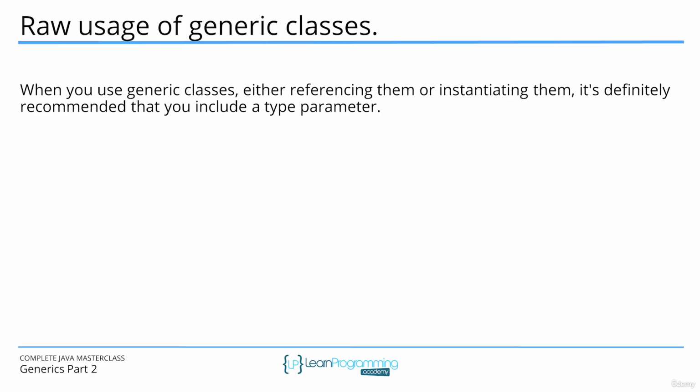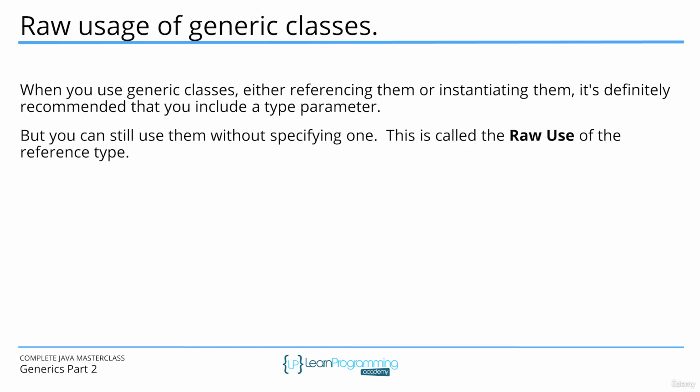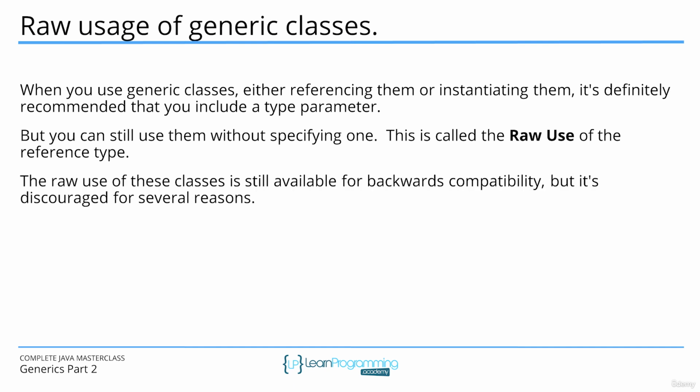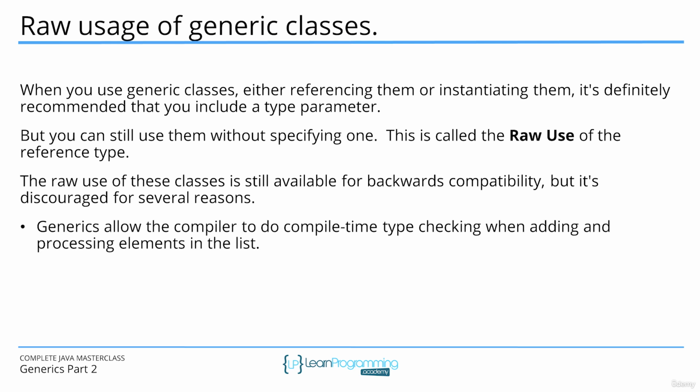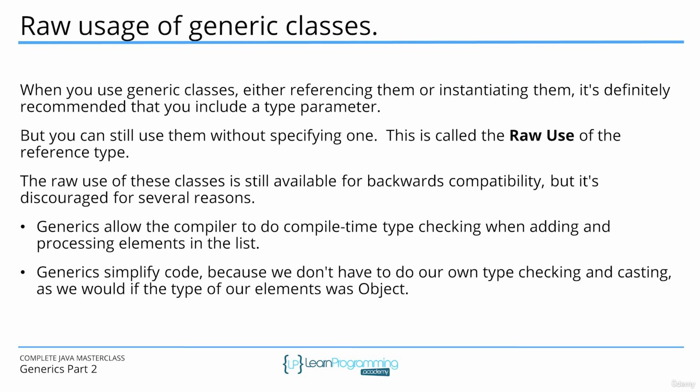When you use generic classes, either referencing them or instantiating them, it's definitely recommended that you include a type parameter, but you can still use them without specifying one. This is called the raw use of the reference type. The raw use of these classes is still available for backwards compatibility, but it's discouraged for several reasons. Generics allow the compiler to do compile time type checking when adding and processing elements in the list. Generics simplify code because we don't have to do our own type checking and casting as we would if the type of our elements was object. You may forget to include the type parameter, but IntelliJ will try to identify this for you.